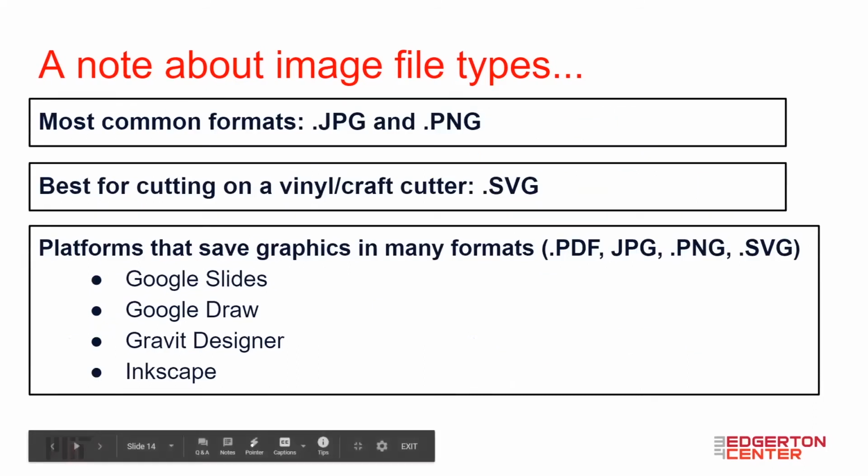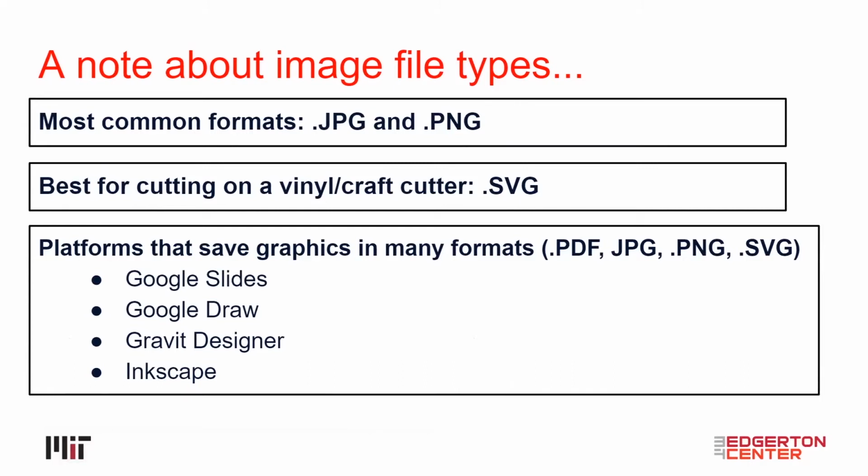When finding images online, the most common types are JPEGs and PNGs. They're very convenient for all sorts of processing. However, the best graphics for a vinyl and craft cutter are SVGs. The image processing platforms that we're recommending here can all save graphics as SVGs and often in several other formats.